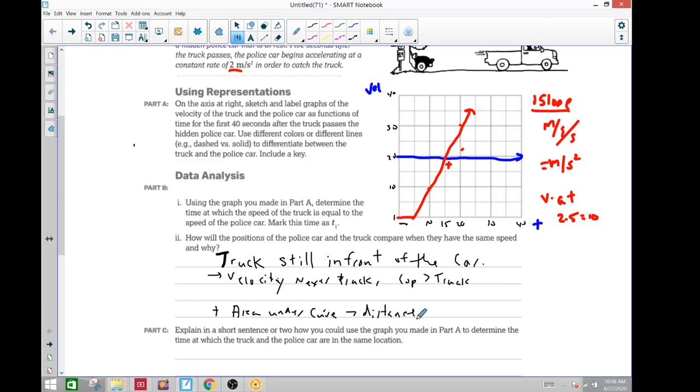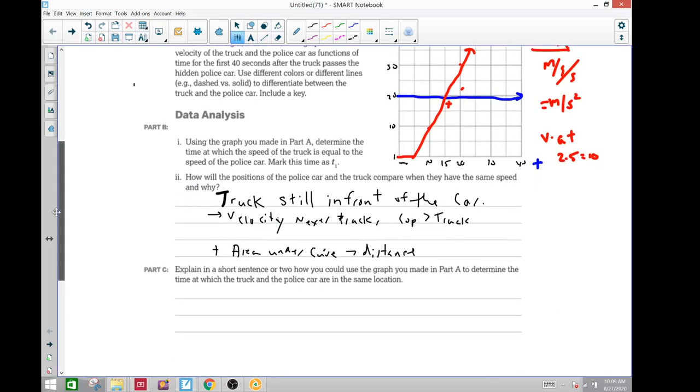Okay. So in this situation, how much actual distance is being done here? It says here, explain in a short sentence how you could use the graph you made in part A to determine the time it took for the truck to be at the same location. So let's just go ahead and check it out here, first of all.